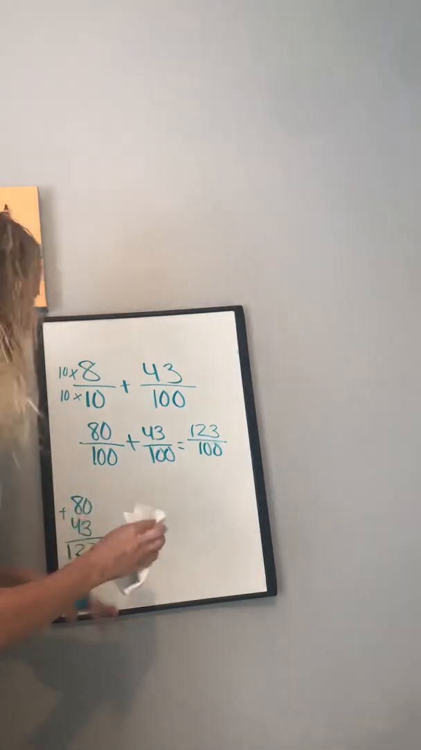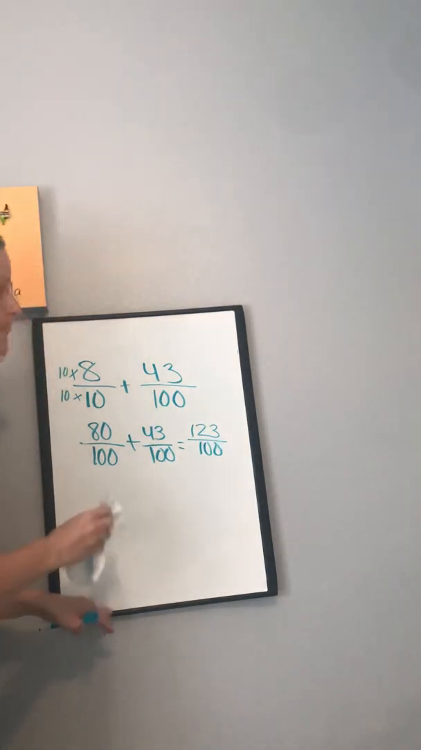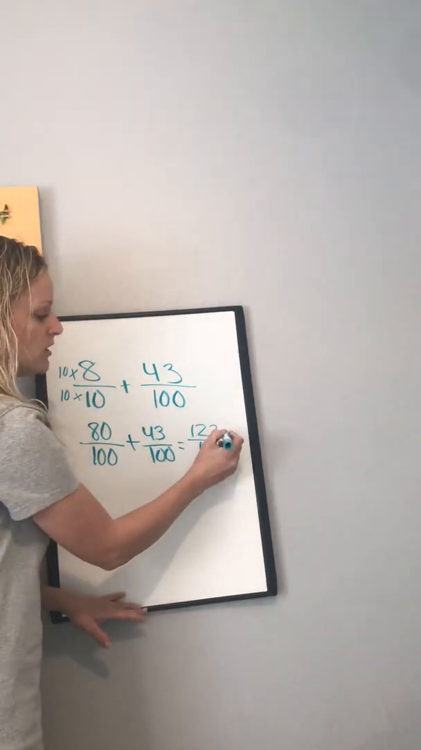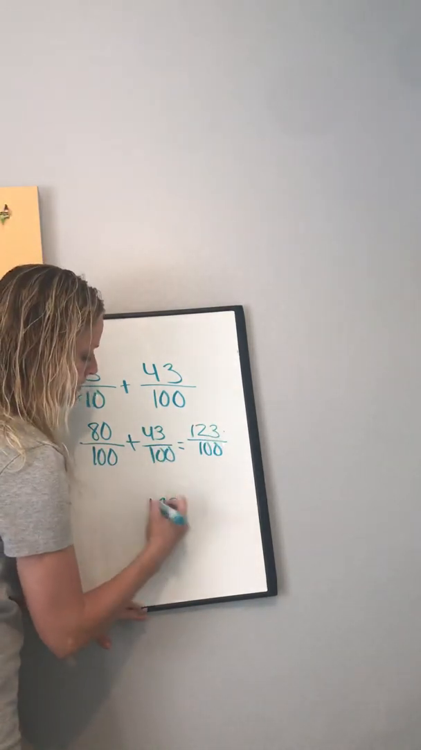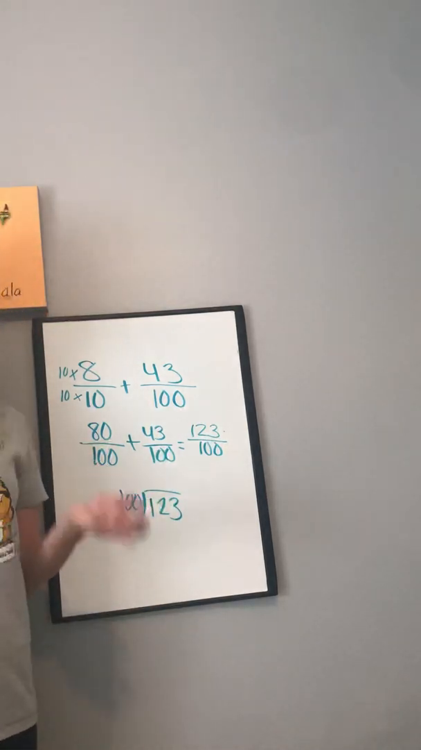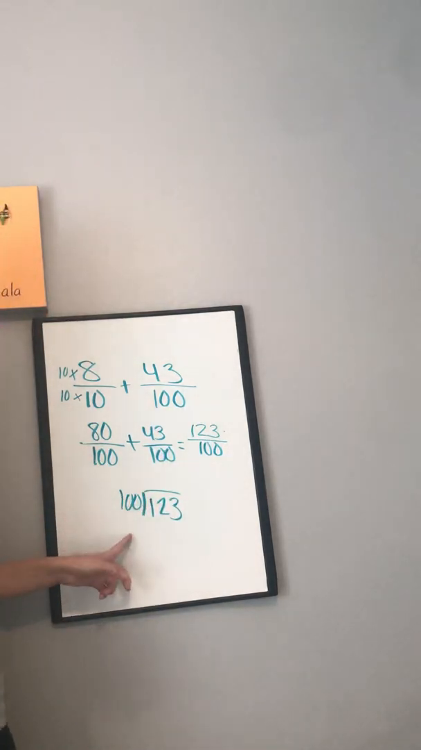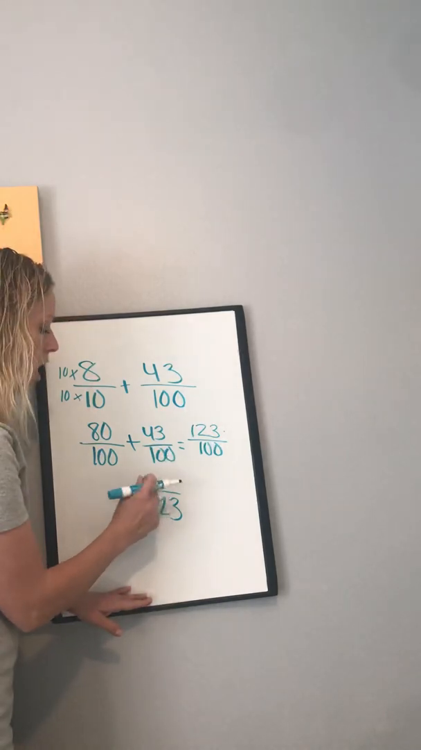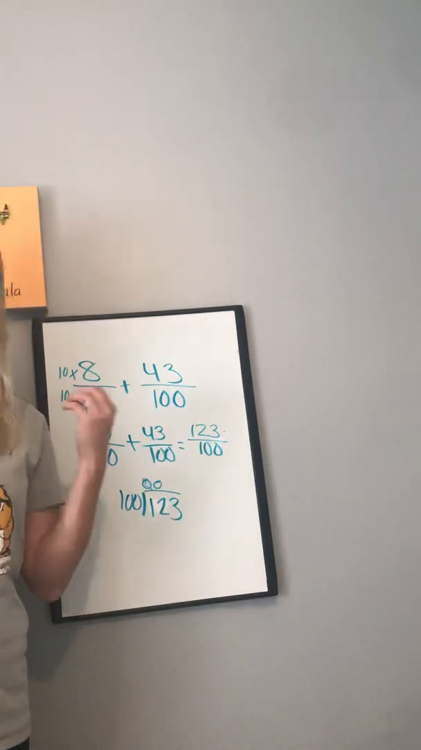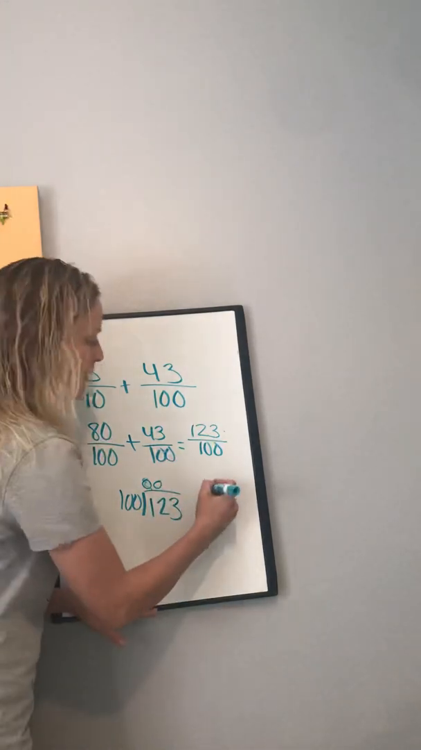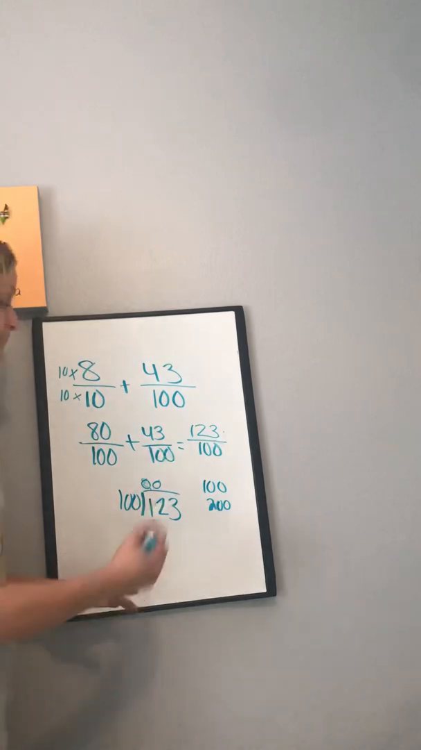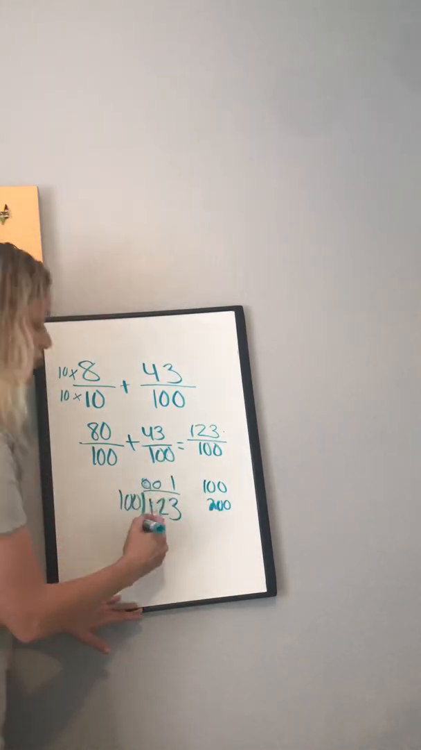How do I do that? Do you remember? How do we change our improper fraction to a mixed number? We divide. We divide the numerator, 123, by the denominator, 100. How many times can 100 go into 123 without going over? If I were to skip count by 100, I can see it's only one time. 1 times 100 is 100.